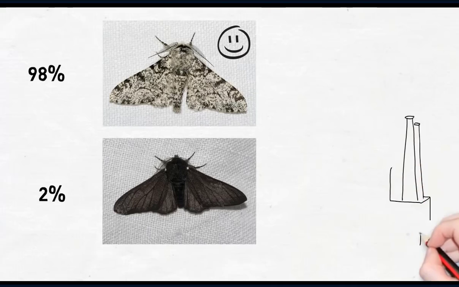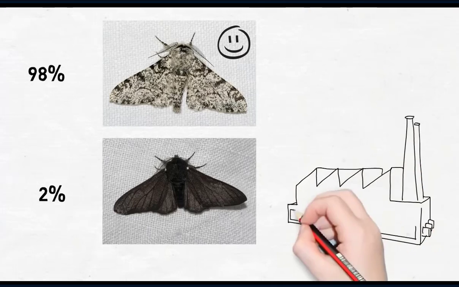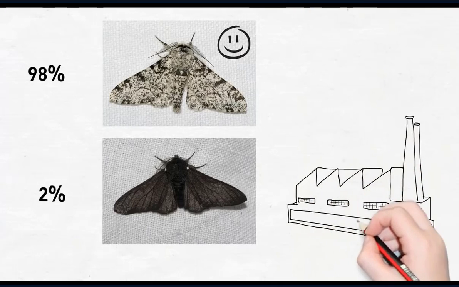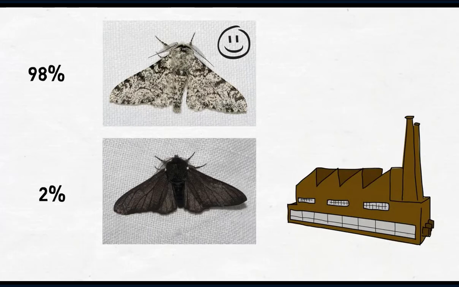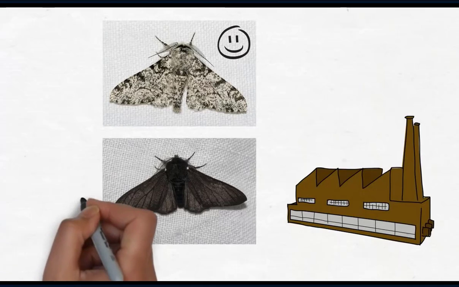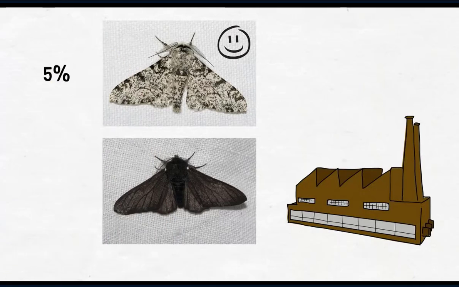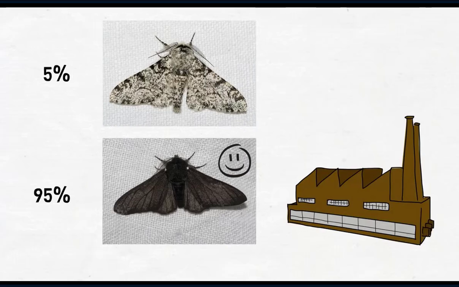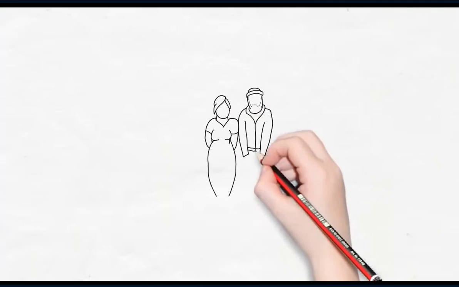Then came the factories and the smoke of the Industrial Revolution. Many trees turned black with soot, and suddenly it was the dark moths who were able to survive better in their environments. By 1895, the dark peppered moths made up 95% of the population. That's quite a turnaround. The process of natural selection usually takes much longer, but this is a good example of how it works. What about us humans?